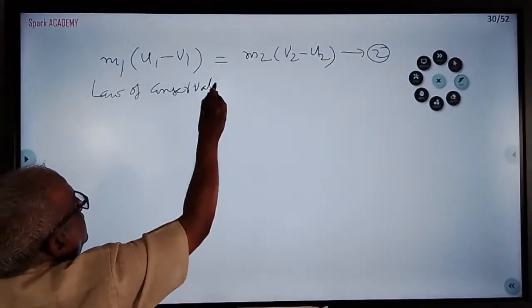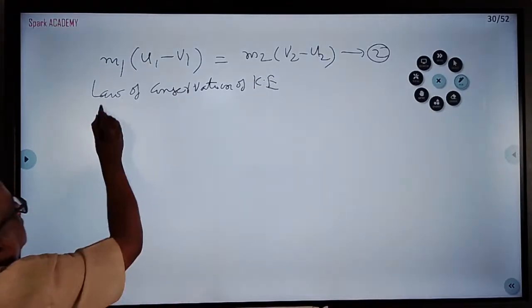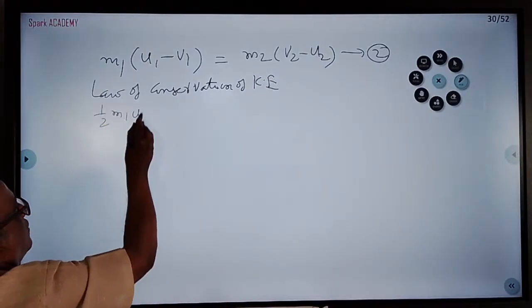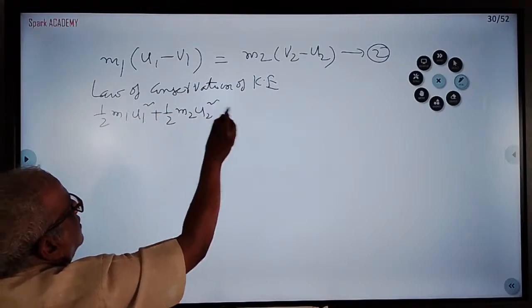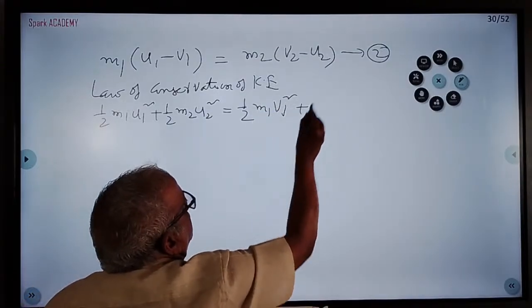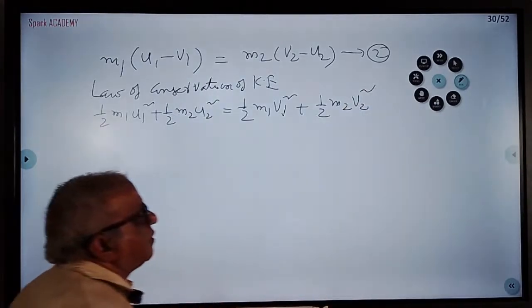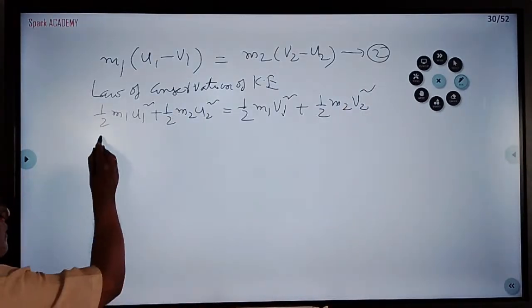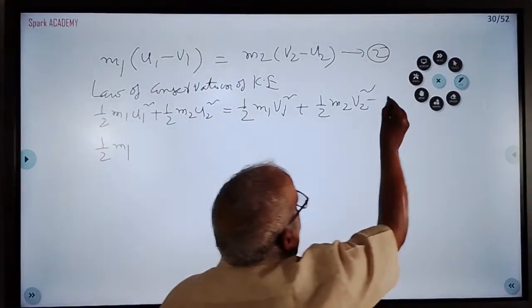The collision is elastic, so the law of conservation of kinetic energy is valid. What is that? Half m1 u1 square plus half m2 u2 square is equal to half m1 v1 square plus half m2 v2 square. I am bringing the m1 terms to this side. This is equation number 3.